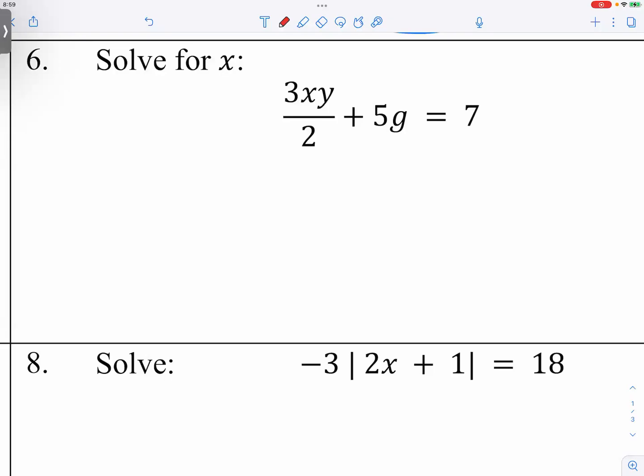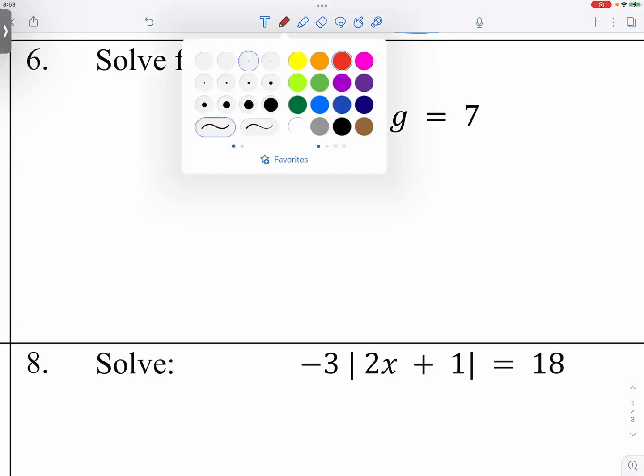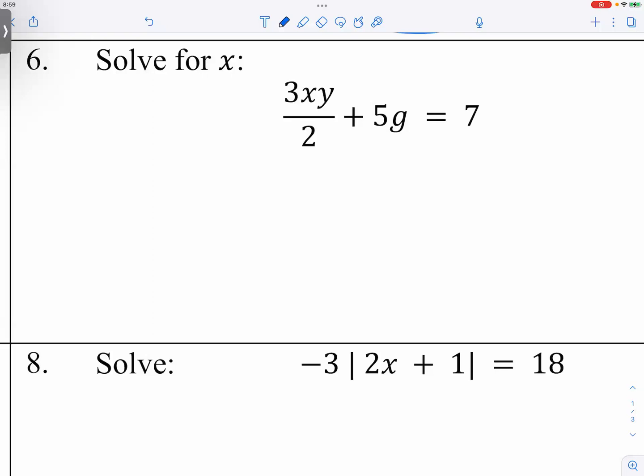All right, so for number 6, I heard a comment. The comment is, I hate fractions, right? What do we do to not have fractions? Multiply by what? Multiply by what so that you don't have fractions? 2.